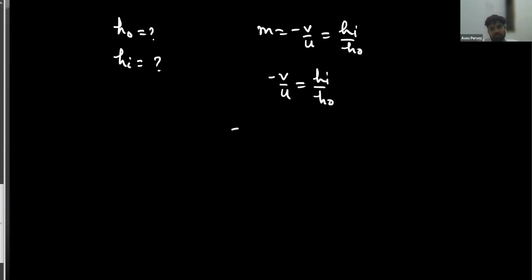And since the height of the object is given to you, you need to calculate the image size. So you can use this formula, m is equal to minus v by u, which is also equal to height of image upon height of object. By using minus v by u is equal to height of image upon height of object, you can calculate this. Minus v, what is v?